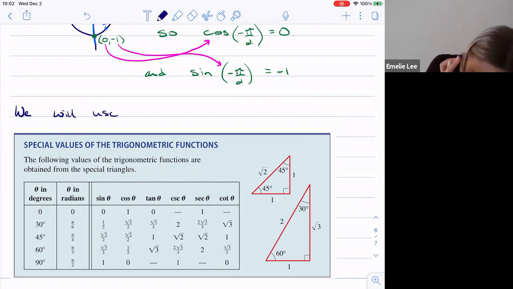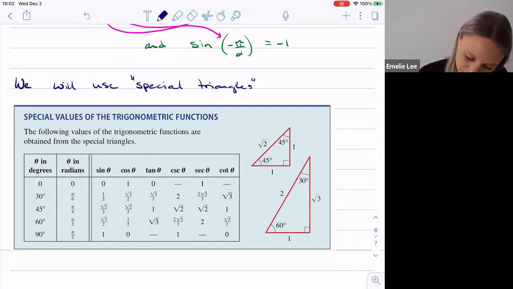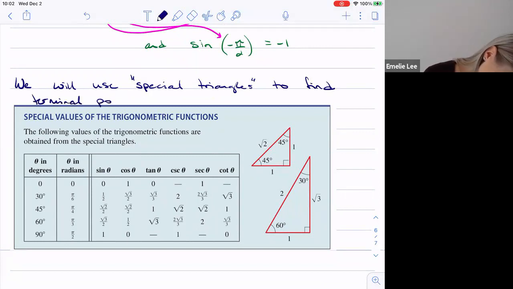We will use special triangles to find terminal points on the unit circle.